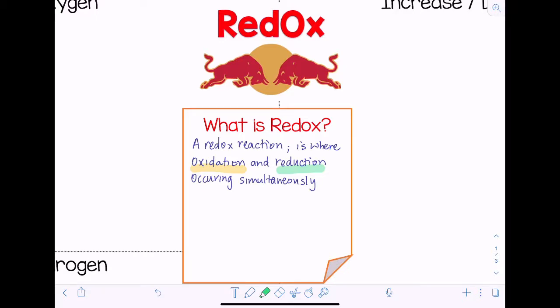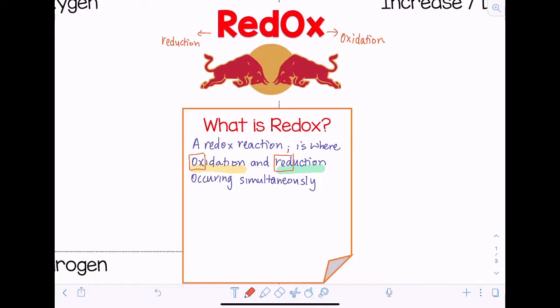Now, in most cases, let me repeat that again. In most cases, most of the reactions actually have oxidation and reduction occurring simultaneously. And yes, I have not yet touched on why it is called redox. The word redox, the RED, comes from the word reduction, and the word OX comes from the word oxidation. So hence, the word redox is mentioned in this way. I'm not quite sure if this is intentional, but I guess it's easier for us to remember.